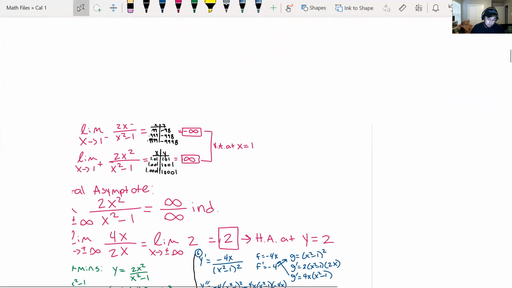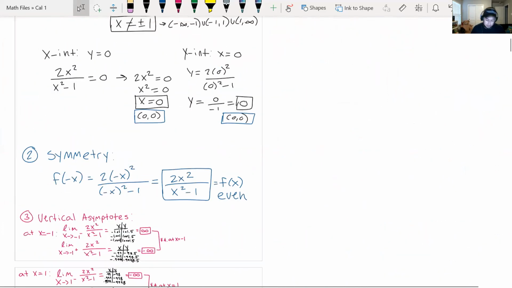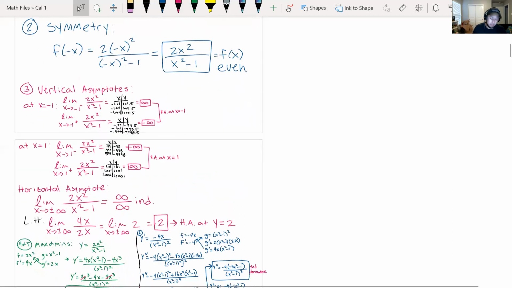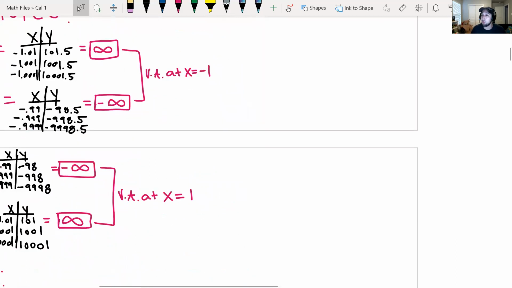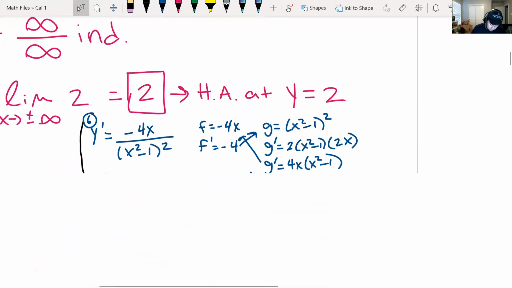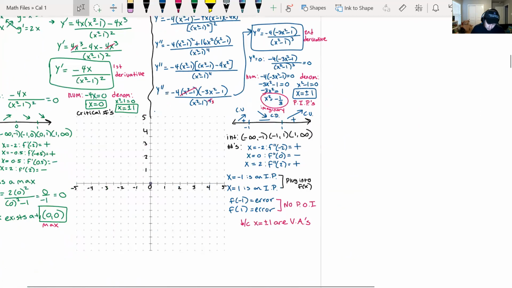Then step 2, all it says is, are we symmetric? That means we'll be symmetric about the y-axis. So that'll let us know at the end if our graph is correct. Now step 3, plot your vertical asymptotes and your horizontal asymptotes. I have vertical asymptotes at x = -1 and x = 1. So I'll plot those.